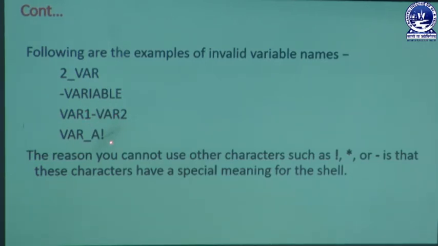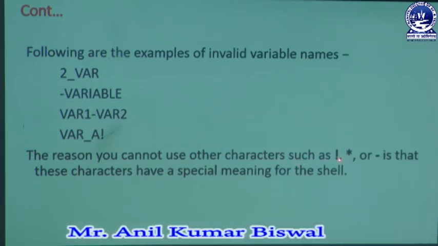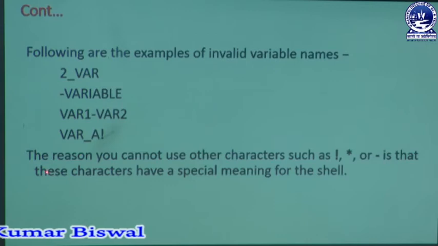Then we also have another type of variable like var_a followed by an exclamation mark. Due to that exclamation mark, this variable name is considered invalid. The reason you can't use other characters such as ampersand, star or hyphen is that these characters have a special meaning for the shell. They are used for special characters or special formats in the shell of the Unix operating system.